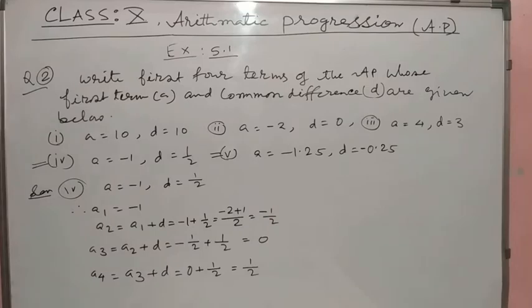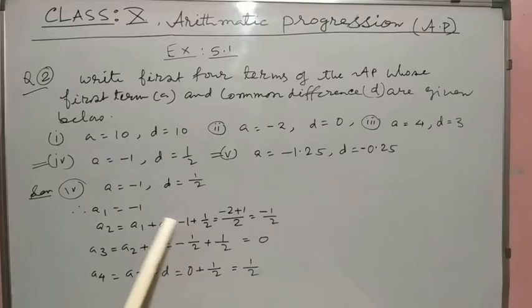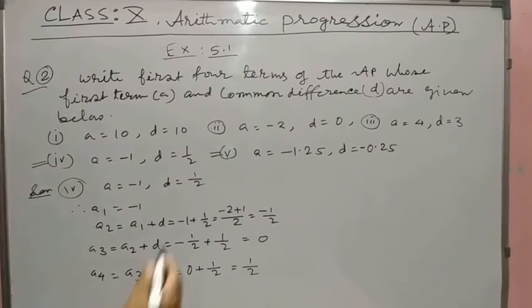Thus we have seen that A1 equal to minus 1, as A1 means first term, we are given first term equal to minus 1. A2 equal to first term plus common difference. First term is minus 1 plus common difference is half. On LCM we get minus half. Third term equal to second term plus common difference. Second term is minus half plus common difference half. So it will be 0. Fourth term equal to third term plus common difference. Third term is 0, common difference half. So it will be half. Okay? Next, let me solve question number 5.